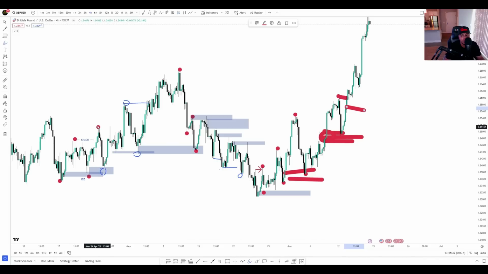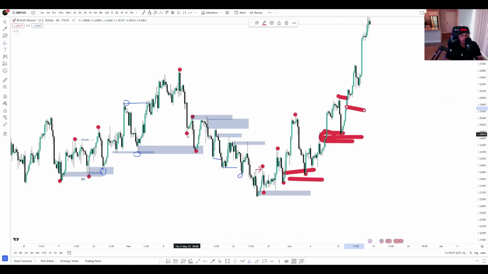Okay, so external, internal, external, internal, external, internal, and then external, and then we have a change of character. So very simple. Downtrend, you do the same thing. So the price goes all the way down here, gives you that external market structure.